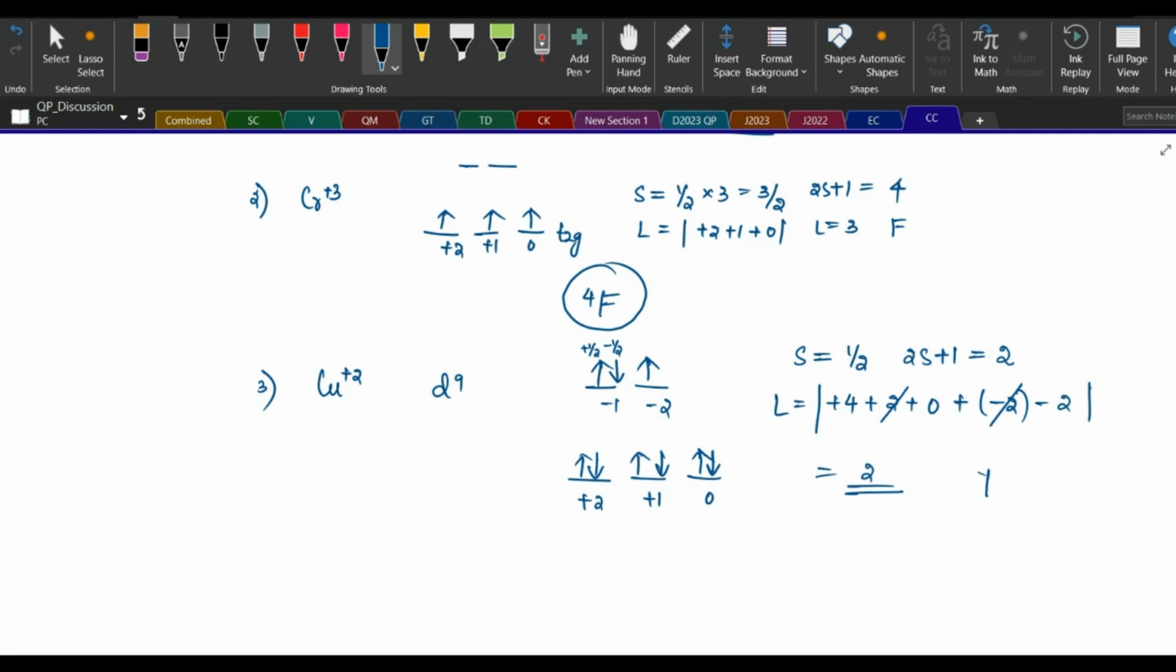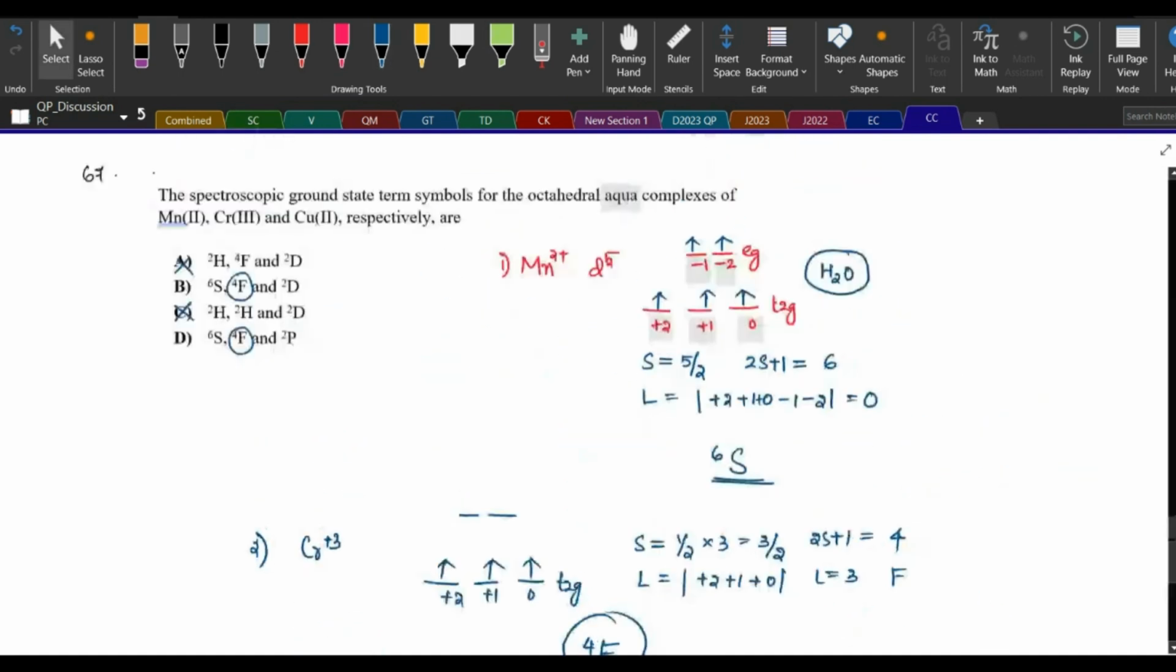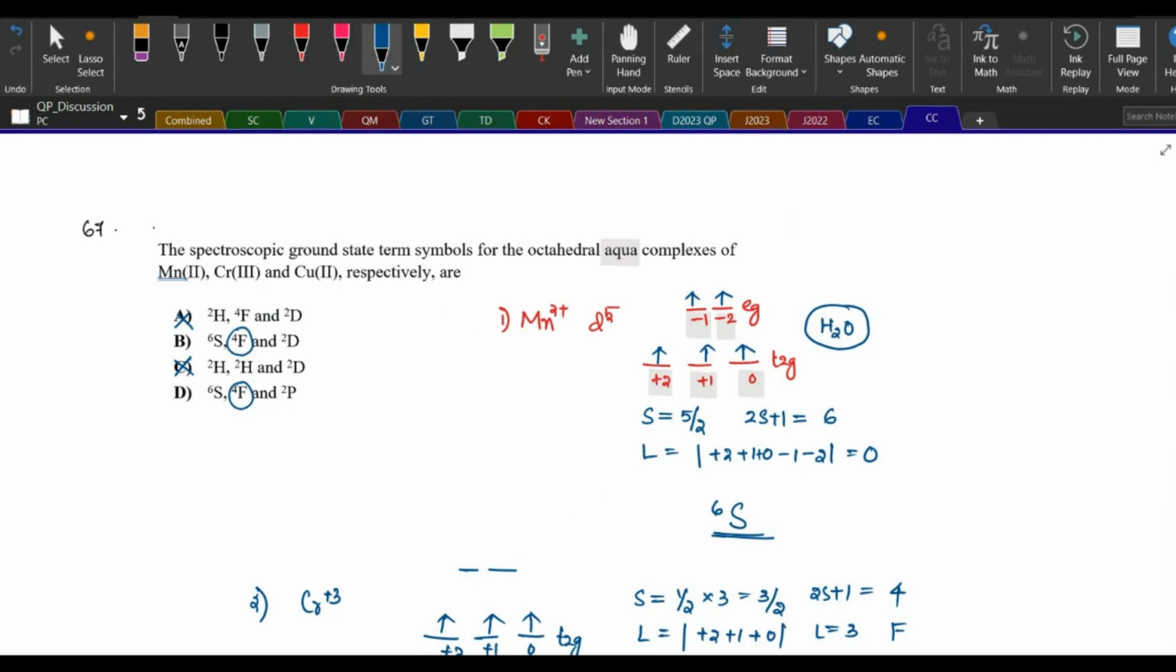If it is 2, the alphabet that you choose is D, capital D. So it's a doublet. Doublet D. Correct answer is option B. Option B. Yes.